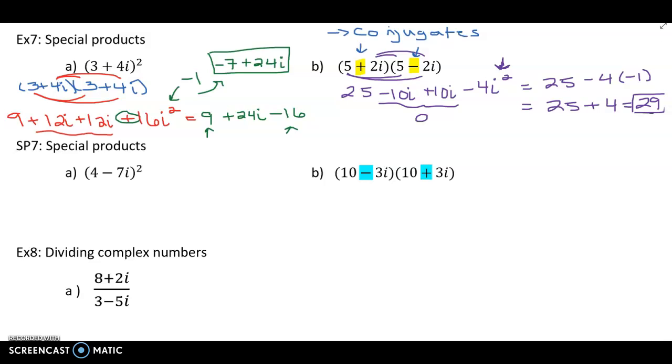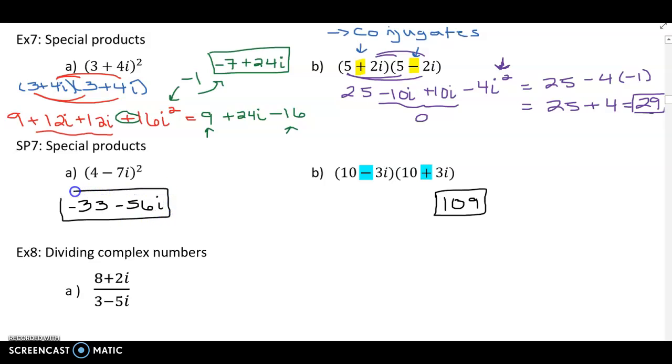All right, for SP7 part A, you should have gotten negative 33 minus 56i, and on B, you should have gotten 109. There's your answer for B. There's your answer for A. Make sure you can work those out because we will see similar situations with quadratics.